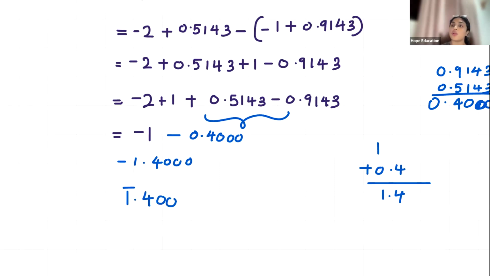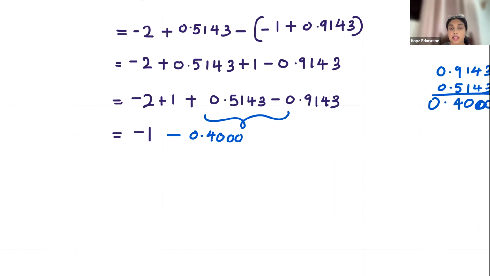So normally you would think like this. Usually -1 minus 0.4 would be minus 1.4. Minus 1.4 means bar 1.4. But this is not how logarithms work. It does not happen like this.